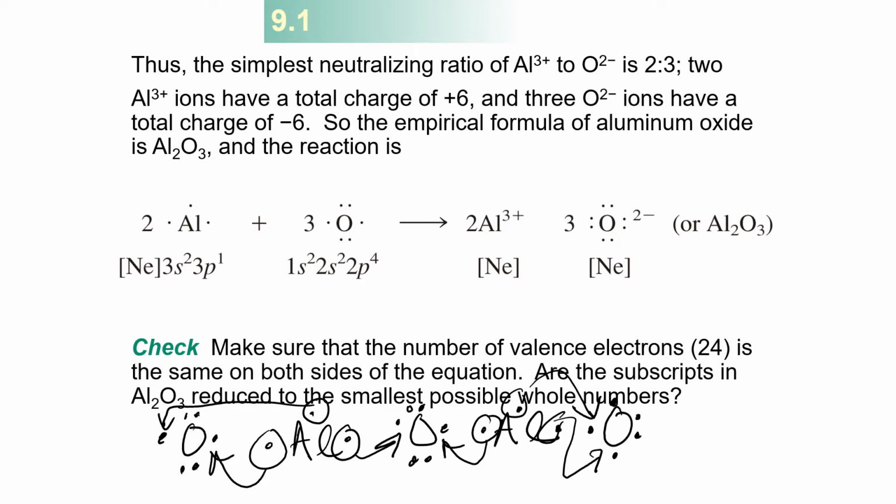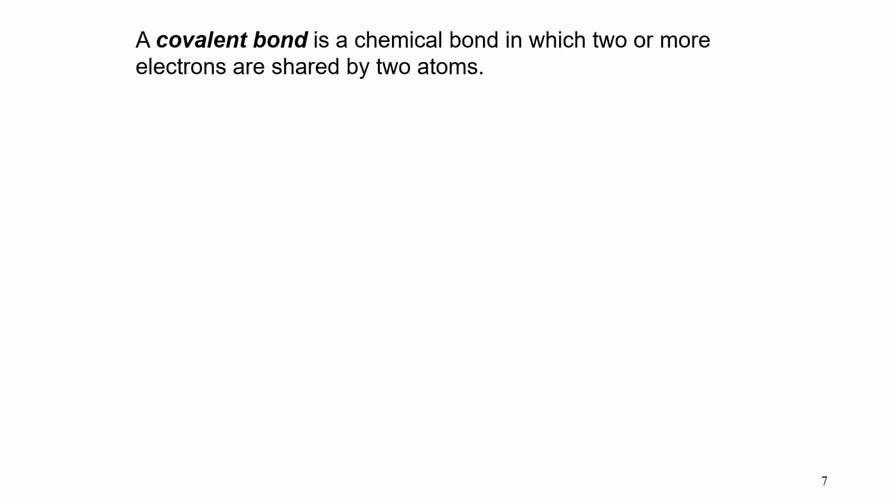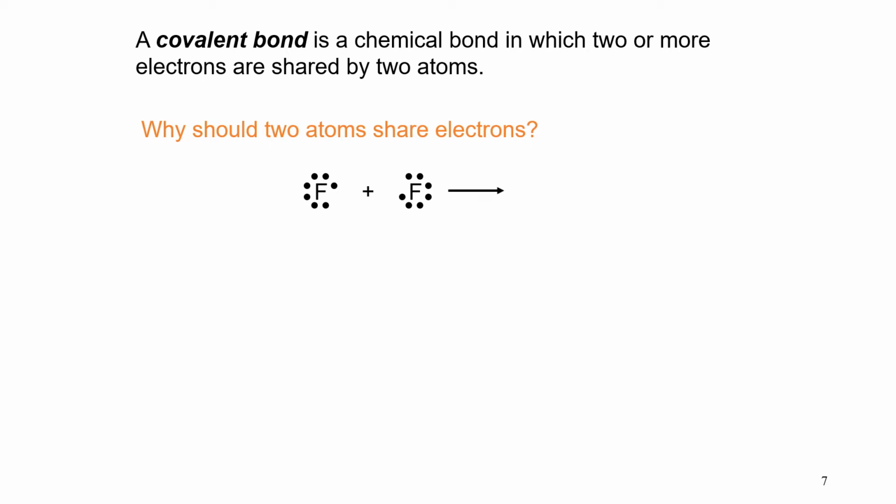feels like it has a full outer shell, or it does have a full outer shell. The covalent bond is a chemical bond. And in a chemical bond, electrons are shared by 2 atoms. And this is driven by that octet rule, where an element feels the need or is stabilized by having 8 valence electrons.